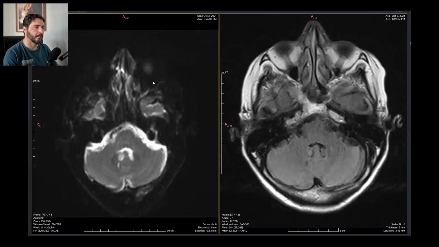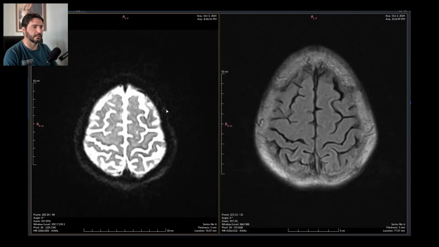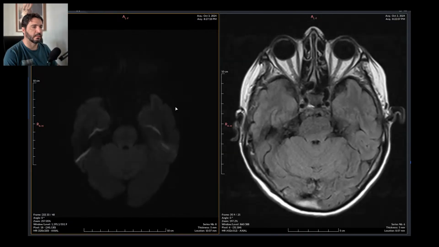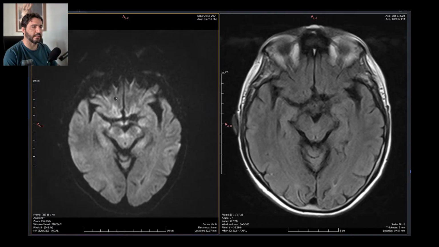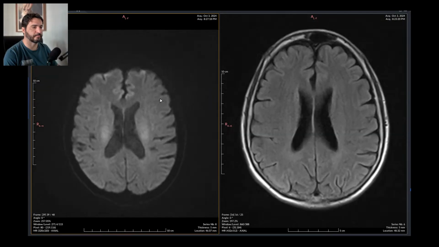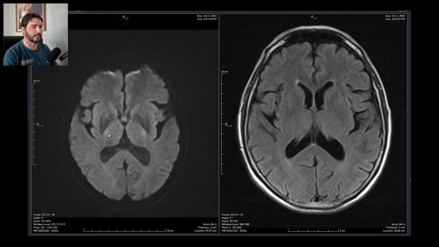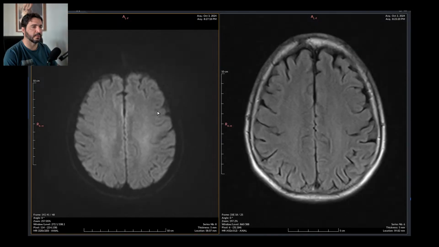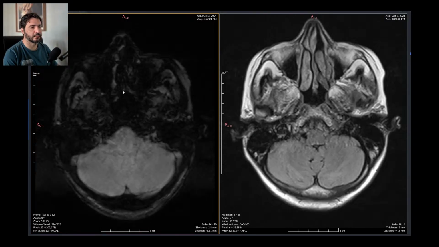So diffusion is here. This is the T2 effect of the diffusion sequence. And this is the proper diffusion weighted image. So it looks fine. The tracts are always a bit brighter. You can follow up and down the tract, hence tractography sequences.